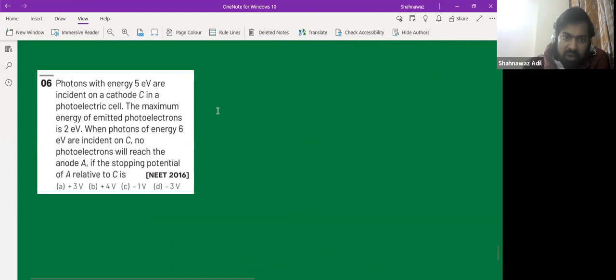Photons with energy 5 electron volts are incident on a cathode in a photoelectric cell. The maximum energy of emitted photoelectrons is 2 electron volts. When photons of energy 6 electron volts are incident on C, no photoelectrons will reach the anode, if the stopping potential is what?